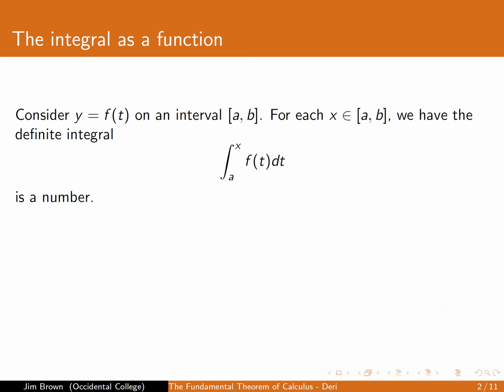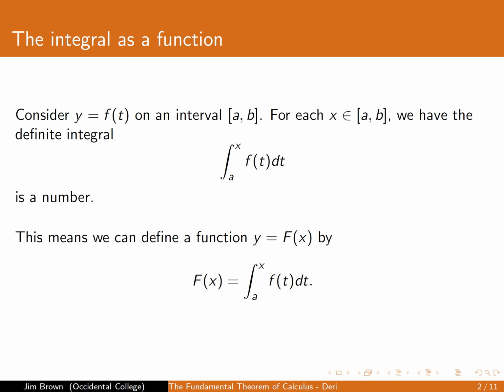We're going to let t be our variable here, and we're going to consider y equals f of t on some closed interval from a to b. Now notice if I pick any x value in the interval from a to b, I can consider the definite integral from a to x of f of t dt. And this is going to output a number. For instance, if f is always positive on this interval, this would be the area between t equals a and t equals x under the function f of t.